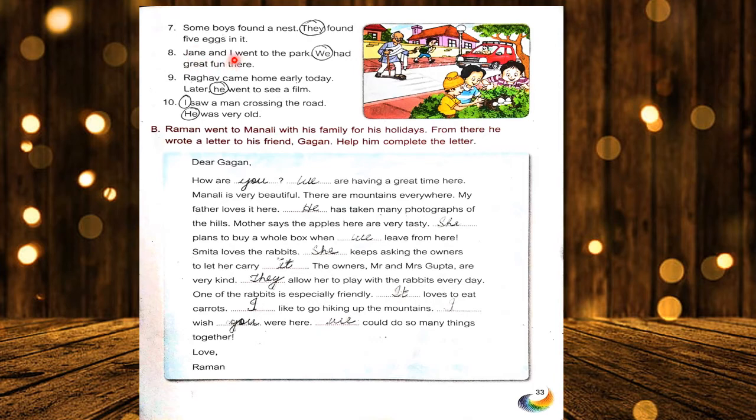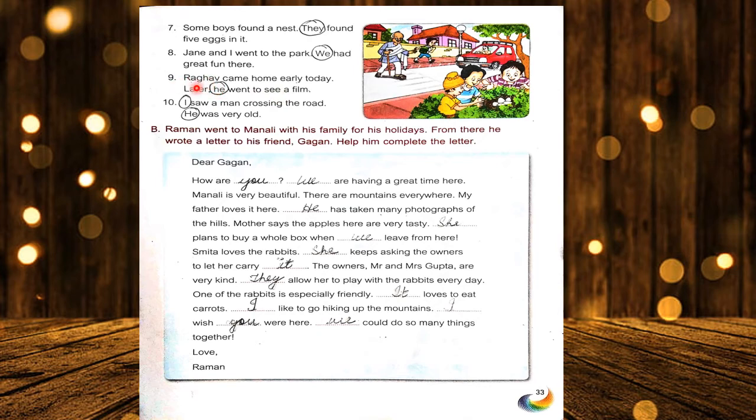Jane and I went to the park. Now Jane and I are two persons. So we are going to use we. They are plural. So we had great fun there. We is a pronoun. Raghav came home early today. Later he went to see a film. So he is used for the pronoun Raghav.